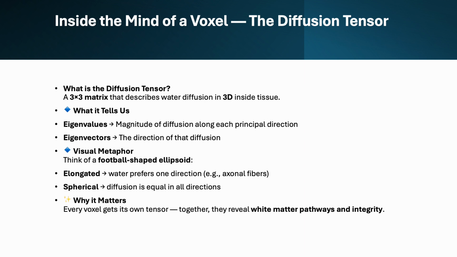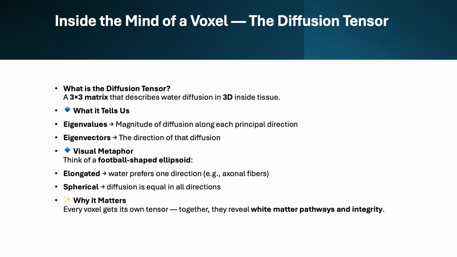Now that we understand how DTI builds upon DWI, let's go a level deeper into the core of DTI, the diffusion tensor itself. This is essentially a mathematical model in the form of a 3x3 matrix that describes how water molecules diffuse in 3 dimensions inside tissues. Each element in this matrix tells us how much diffusion is happening along and between each of the 3 main axes, the X, the Y, and the Z axis. Think of it like a detailed map of water motion inside each voxel of the brain.